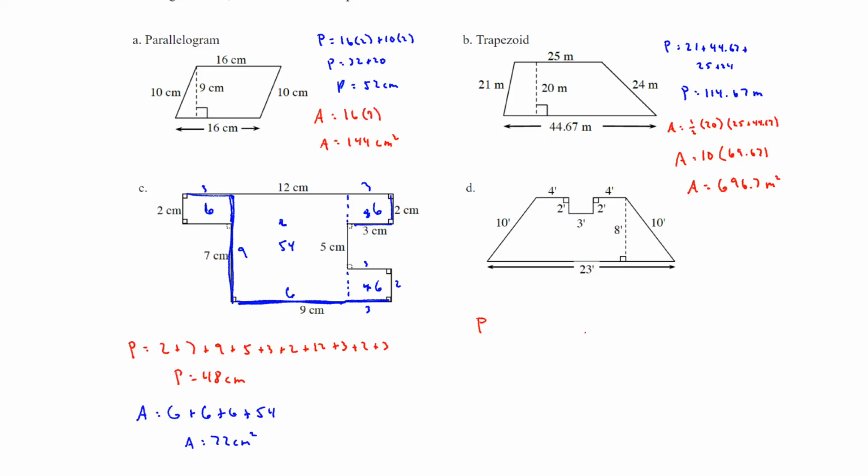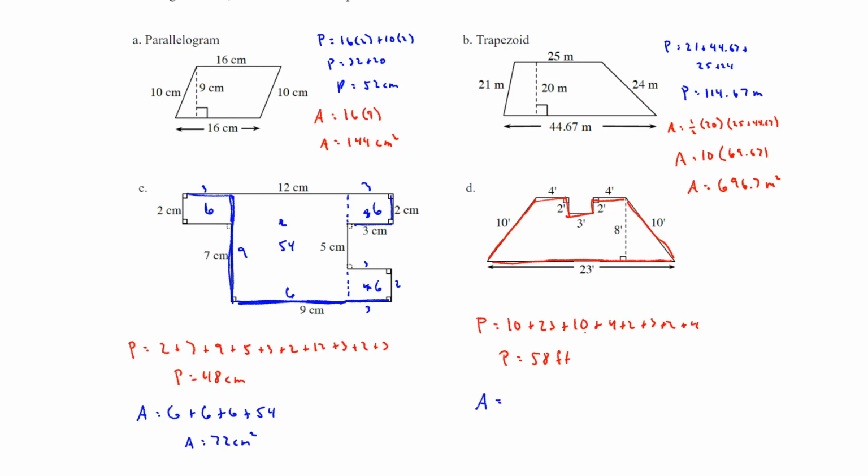Alright, and on the last one here, we have the perimeter. We're just going to work our way around again. That's 10 plus 23 plus 10 plus 4 plus 2 plus 3 plus 2 plus 4. So we had all the values, we just need to add them up, and that will give us a perimeter of 58 feet.